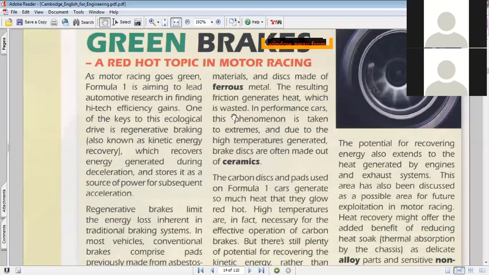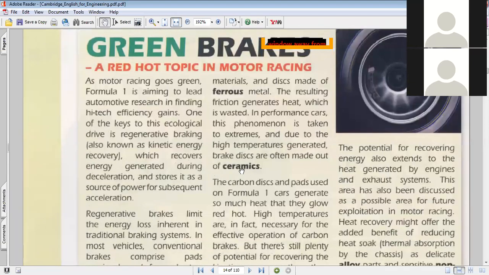which is wasted. That's in the traditional brakes. In performance cars, this phenomenon is taken to extremes, and due to the high temperatures generated, brake discs are often made of what? Of ceramics. Yeah, ceramics resist friction, and it's not consumed quickly.